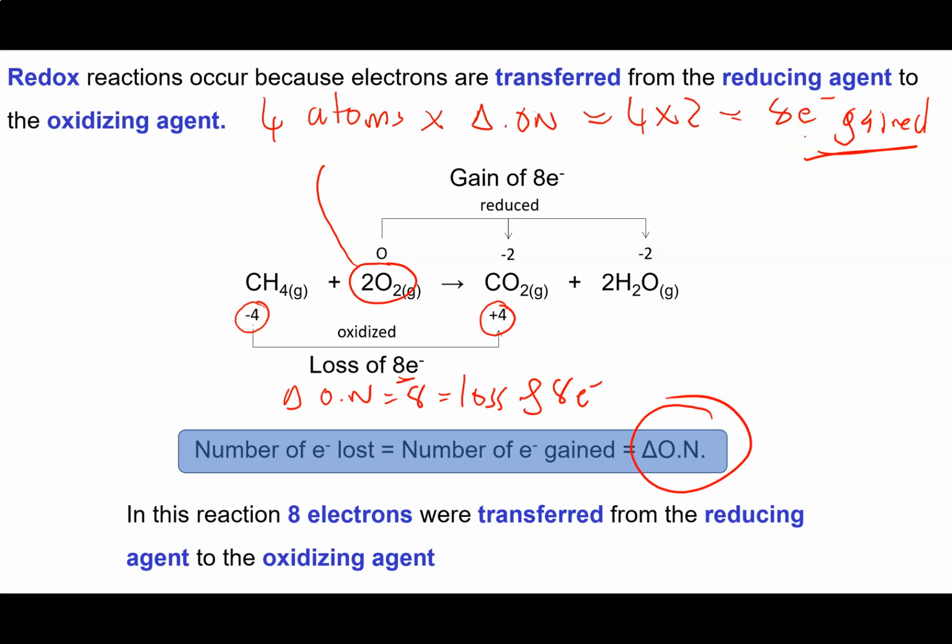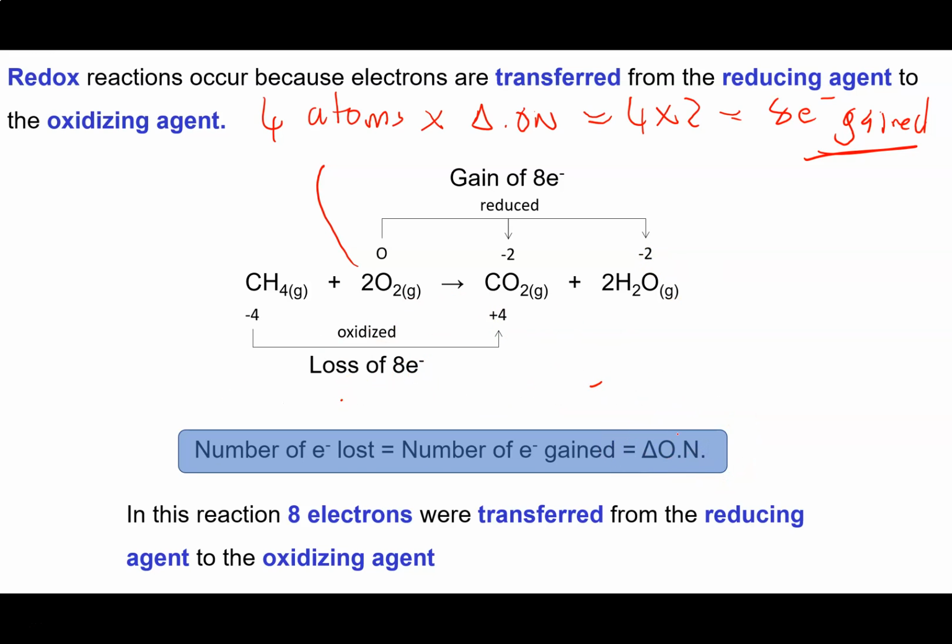And a very important quality of redox reactions is that the number of electrons lost always equals the number of electrons gained, because the electrons are just moving from one place to another. So what is really happening in this combustion of methane reaction is that 8 electrons are moving from the methane into the O2 molecules. 8 electrons are being transferred from the reducing agent to the oxidizing agent.